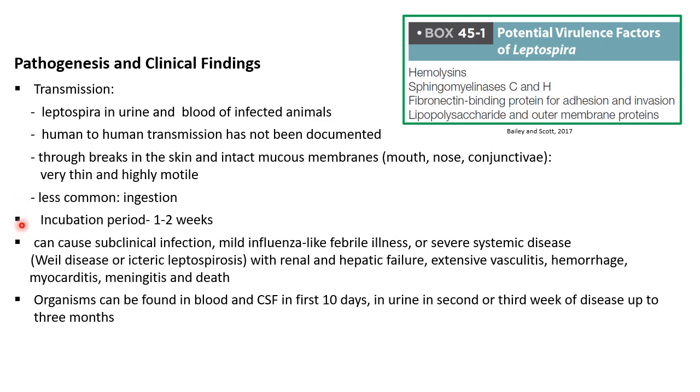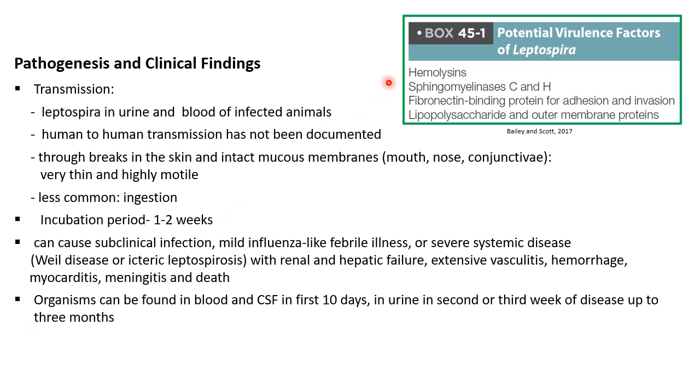The organism can cause subclinical infection, mild influenza-like febrile illness, or even severe systemic disease. We have the Weil's disease or the icteric leptospirosis. The severe systemic disease can lead to renal and hepatic failure, extensive vasculitis, hemorrhage, myocarditis, meningitis, and even death. The organisms can be found in the blood and the cerebrospinal fluid in the first 10 days, and in the urine in the second or third week of disease up to 3 months.